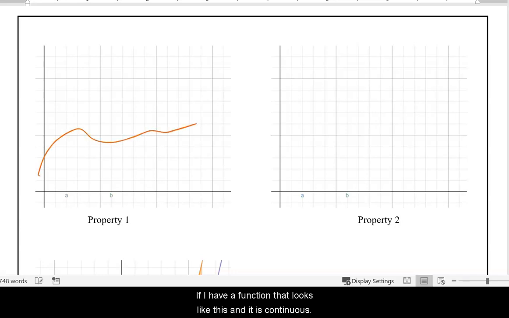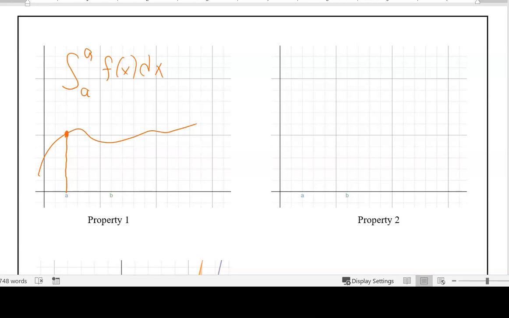If I have a function that looks like this, and it is continuous, the integral from a to a of f of x with respect to x means how much area is underneath the single point at a. When the lower limit of integration matches the upper limit of integration, then the width of that integral is 0. Even though the height has some value, the width does not. And that gives you 0 times the function value at a, which of course is 0. Whenever the lower limit of integration matches the upper limit of integration, you get 0.